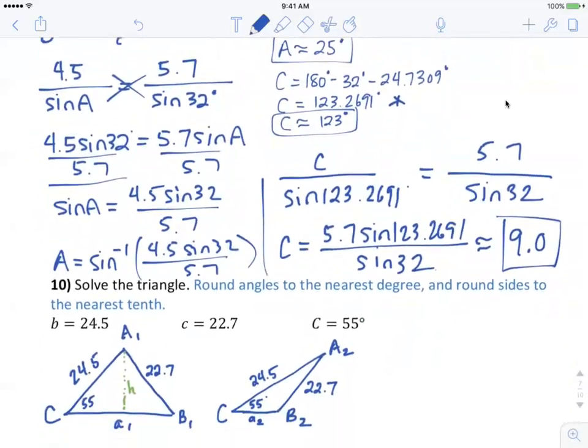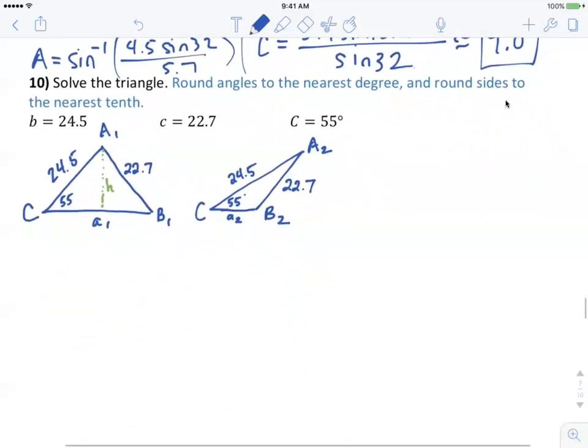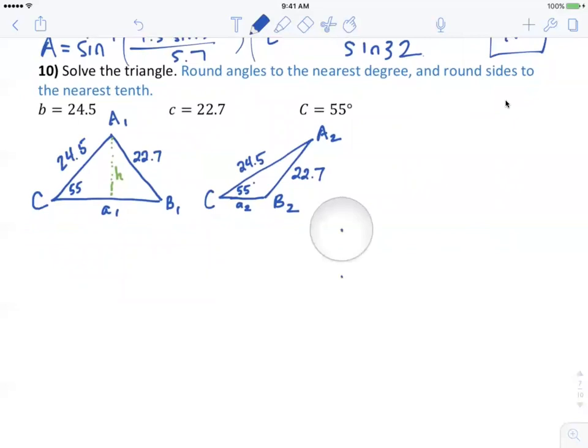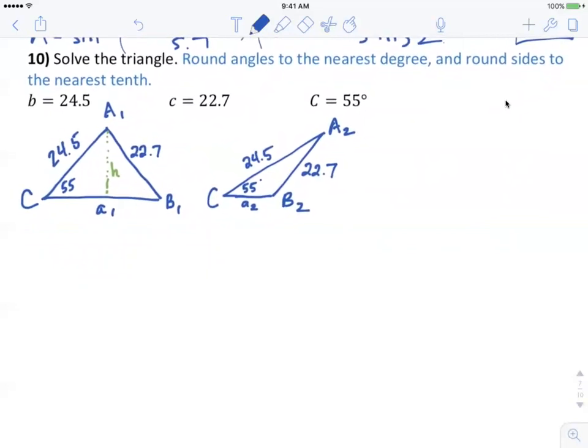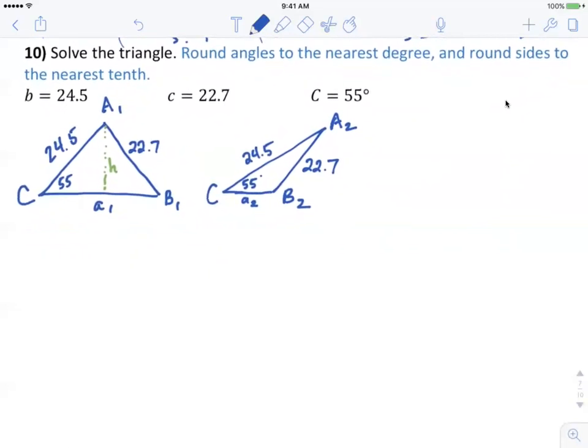Okay, the next one to solve this triangle, this is the kind where you're going to have two solutions, and I'll show you why I know that. So we're given B 24.5, C 22.7, and angle C 55 degrees. So I always put the given angle in my bottom left over here. All right, and then opposite that has to be that 22.7 because that's C. C is always opposite C. And then my other side I always put over here.